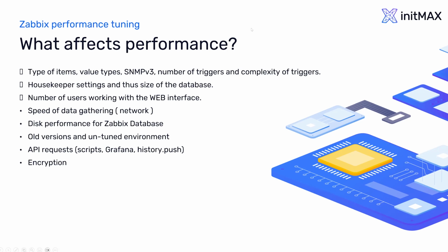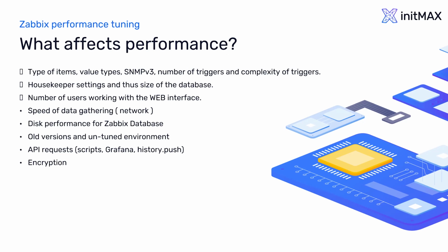SNMP 3, everything that has encryption, is going to be slower than what doesn't, right? There is a cost for security and for making sure that your data is not spoofed on the way. Number of triggers. People used to think, okay, we have so many items, so many NVPS, that's why our system is big and that's why we're having the performance issues. Usually, in most cases, performance is affected by the triggers, not by the items.